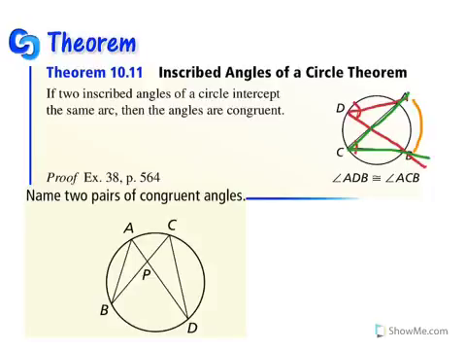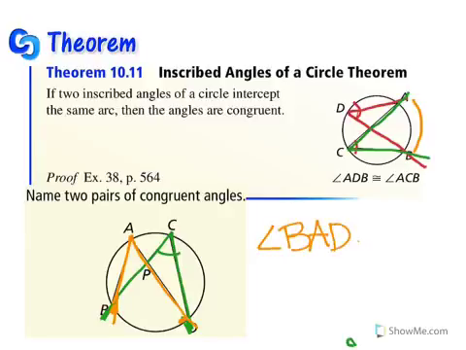Let's try. Name two pairs of congruent angles. If I go BCD, that is an angle we can use right there. And the arc it goes with would be arc BD. Then if we look over here at angle BAD, it meets at the same place as the other one. So actually, angle BAD would be congruent to angle BCD.